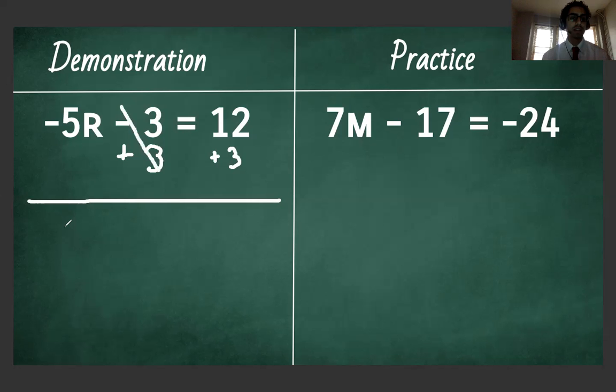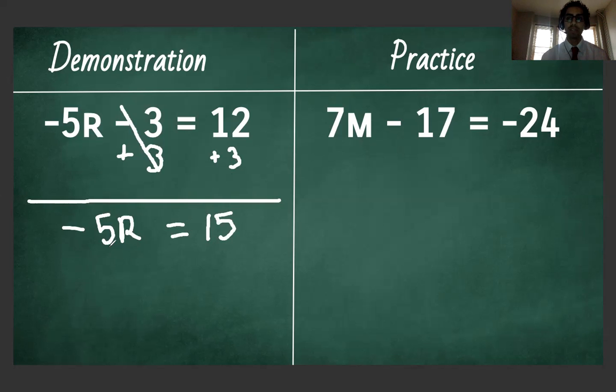The 3's cancel out, so I'm just left with negative 5r equals 12 plus 3 would be what? 15. It's exactly that. So now I just have my variable, a coefficient, and a constant, right? How do I move this coefficient over here? It's negative 5 that's in front of the r.